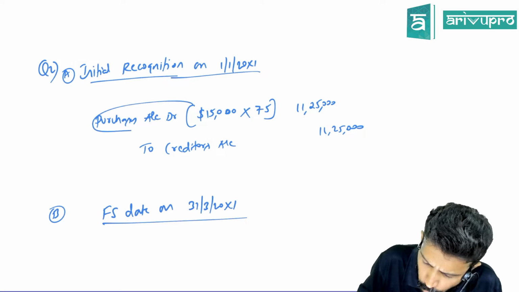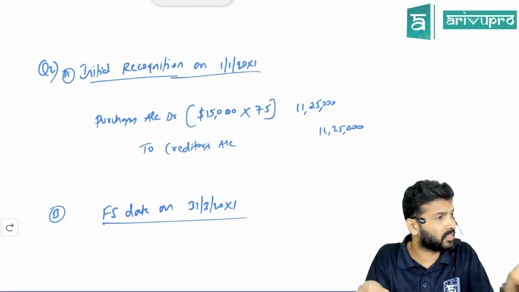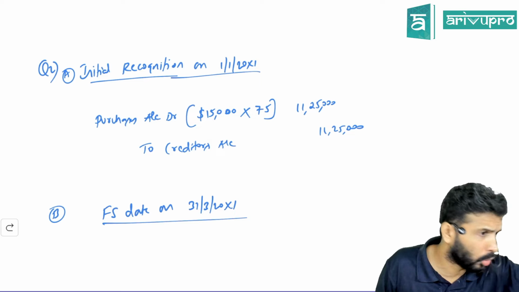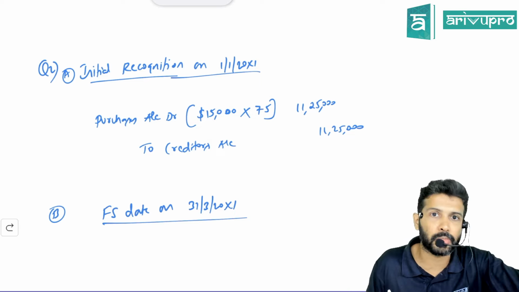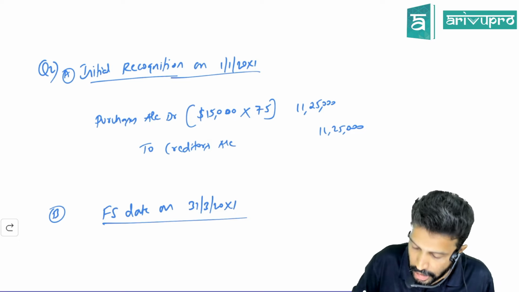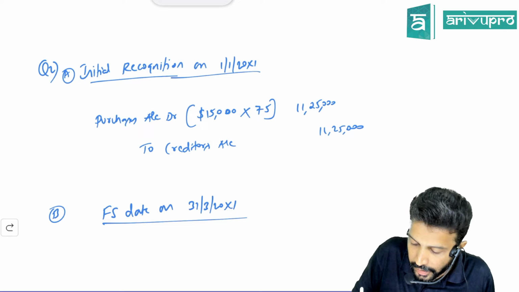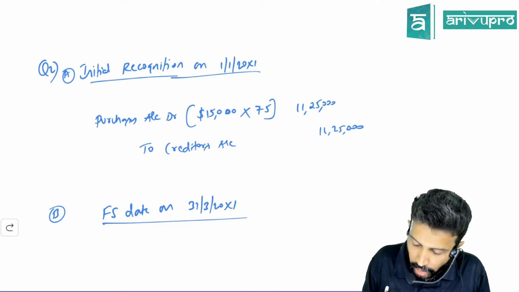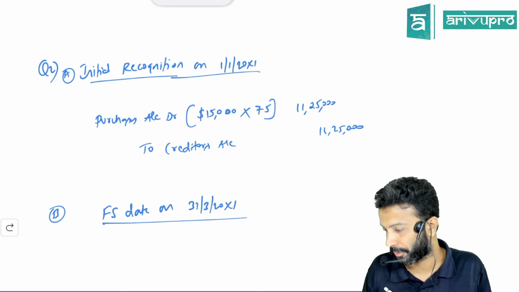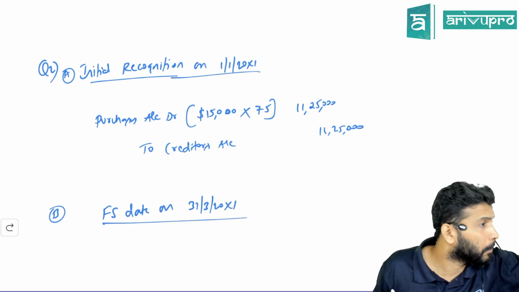So should we worry about non-monetary items? First of all, did I say the CA Inter syllabus concentrates on non-monetary items? You don't have to worry about stock, PPE, etc., unless they specifically ask for it. The concentration is primarily on monetary items, which is your creditors. Has the creditor been settled, or does it still have a balance on the date of the balance sheet? It still has a balance.